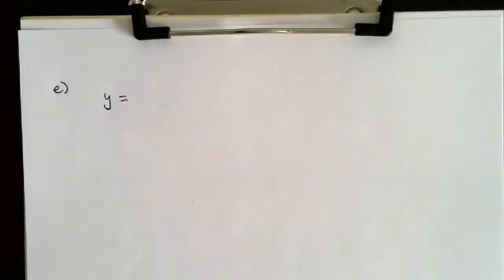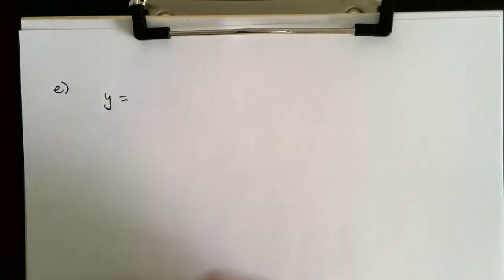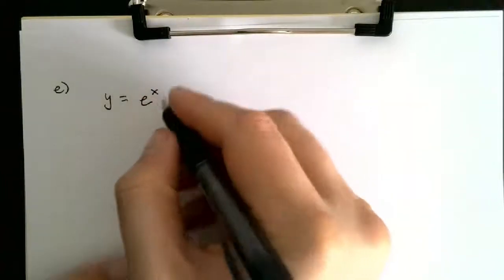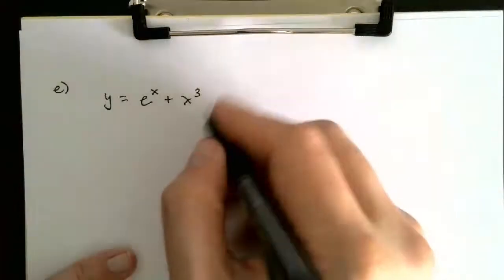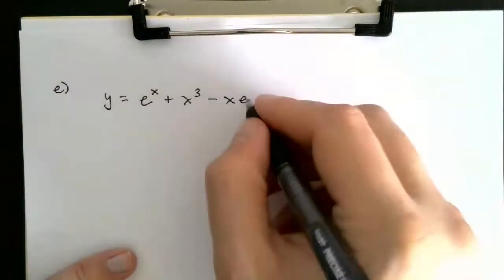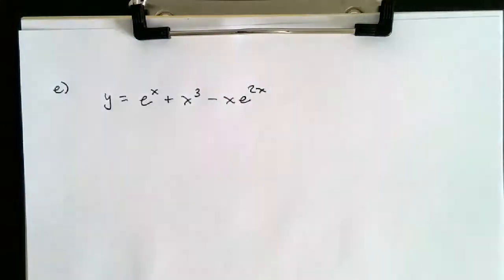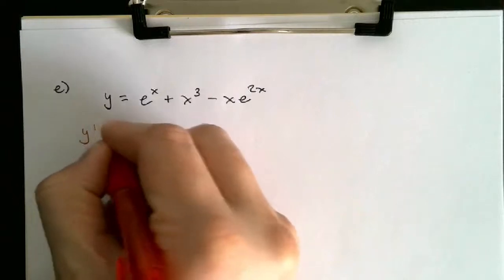So if we had y equals e to the x plus x to the third power minus x e to the 2x. Remember, we're trying to take the derivative. We're trying to differentiate this. We do it term by term. I don't see any problems in terms of having any square roots or any variables in the denominator. So let's take a look at what happens for y prime.